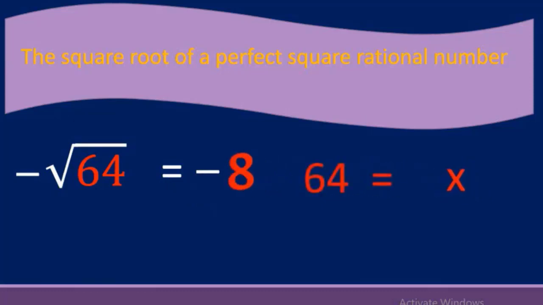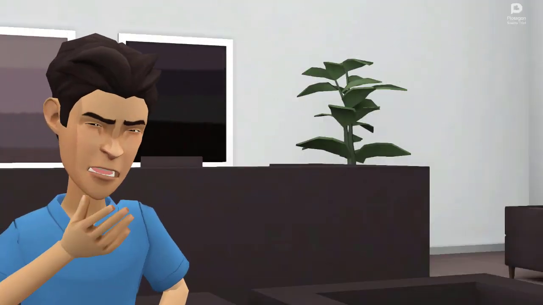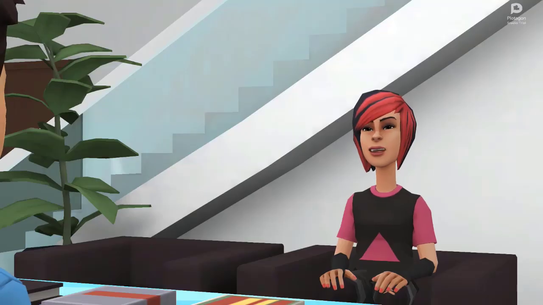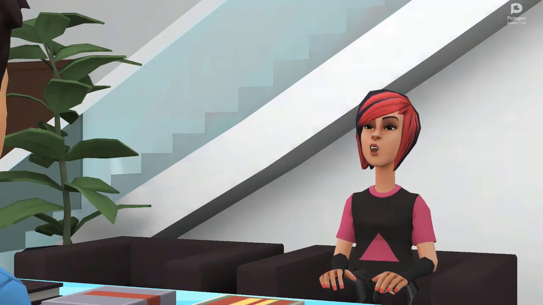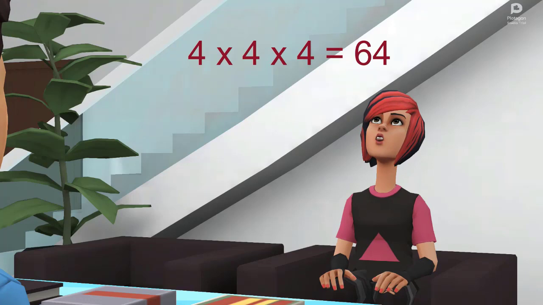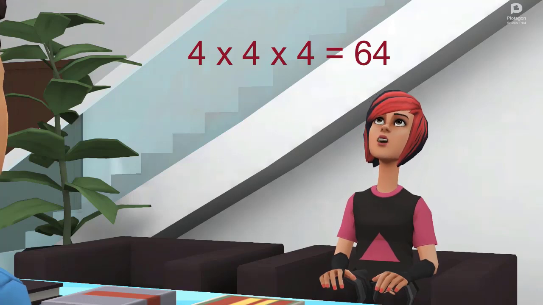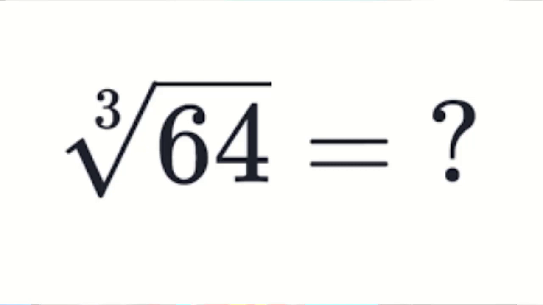What is the meaning of the cube root of a number? To find the cube root of a number such as 64, find a number that, if multiplied by itself 3 times, we get 64. 4 times 4 times 4 equals 64, so the cube root of 64 is 4. And this is the symbol of the cube root.